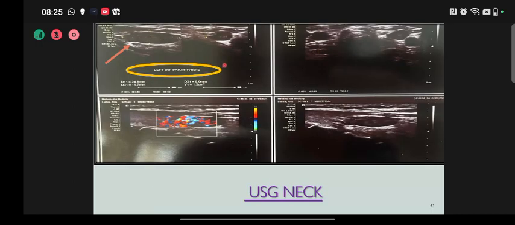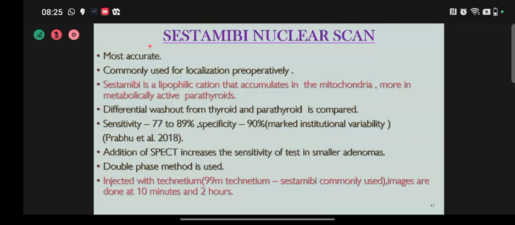So this is the imaging for the ultrasound neck showing the left inferior parathyroid gland, enlargement of the left inferior parathyroid. Coming to the sestamibi nuclear scan, it's the most accurate, commonly used for localization preoperatively. Sestamibi is a lipophilic cation that accumulates in the mitochondria, more in the metabolically active parathyroids. There is a differential washout from the thyroid and parathyroid as compared.